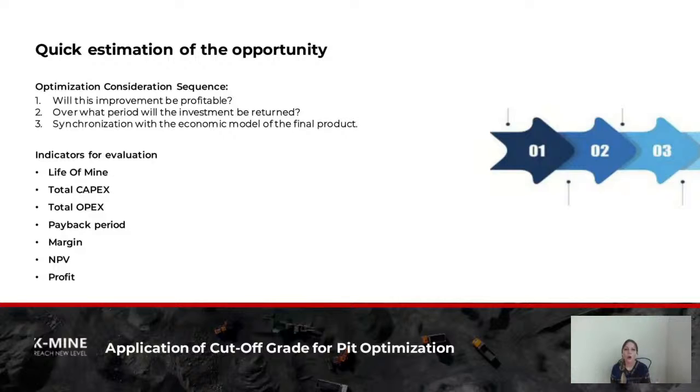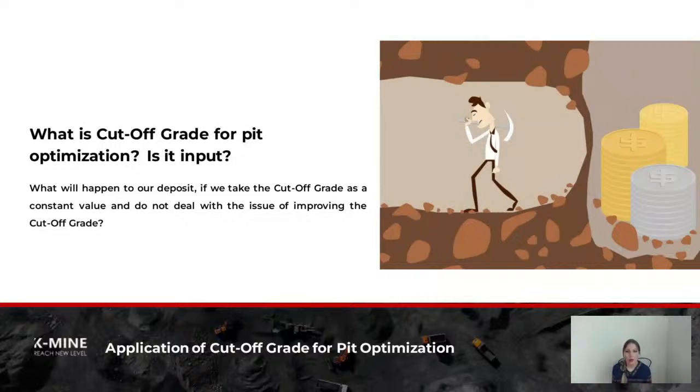Finally, you need to include all the variables in the economic model for obtaining the final product and see how the main indicators changed. The indicators for evaluation can be the life of mine, total capex in the period, total opex, payback period, margin, income, NPV, and many other indicators. All of these indicators must be evaluated in the long term, not only at the time when they enter into calculation.